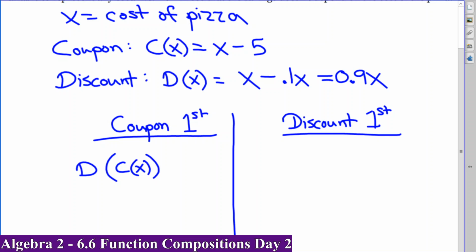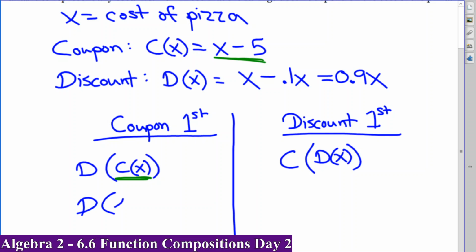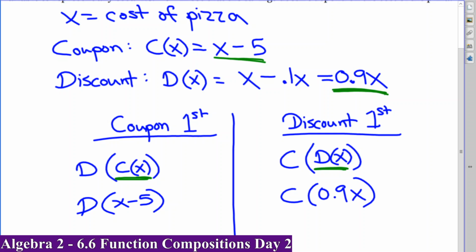Right? If I want to do the discount first, I need the discount to be inside the parentheses in our composition. So C of x, remember, is x minus 5. So you're going to substitute x minus 5 in for C of x in the first one. So we're taking d of x minus 5. And if we apply the discount first, we're going to be substituting in 0.9x for d of x. So it's going to be C of 0.9x. Okay?